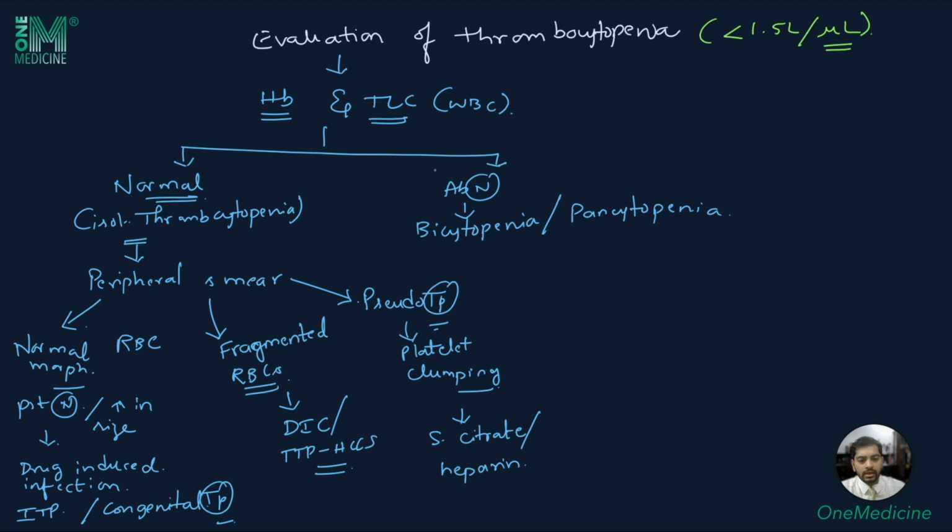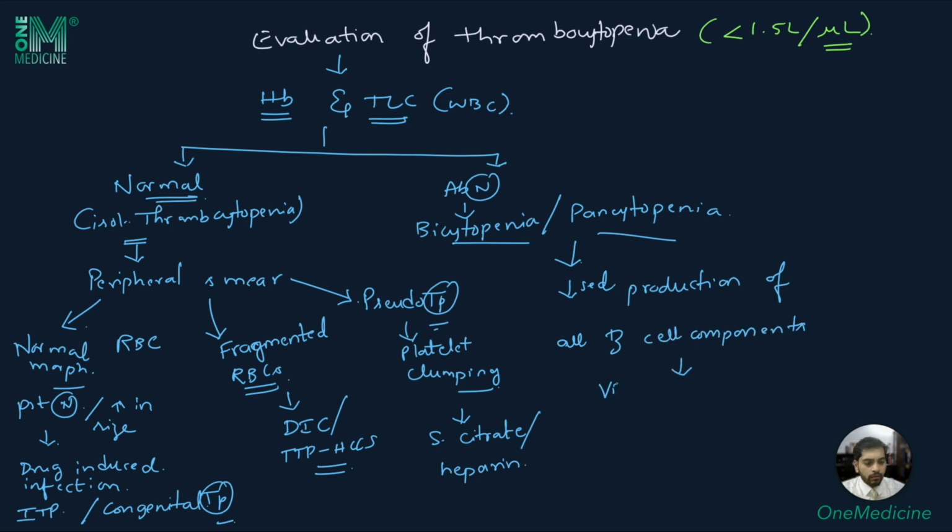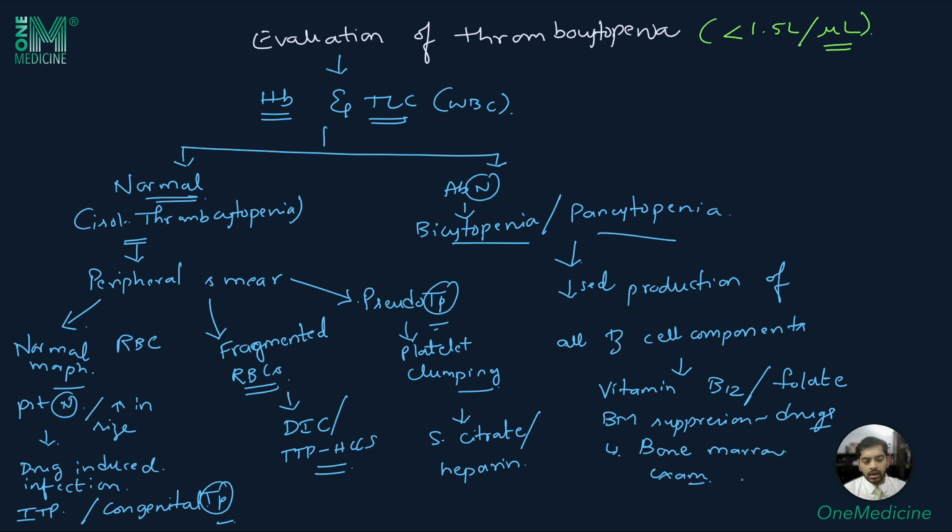In the patient where there is abnormal or reduced hemoglobin as well as total leukocyte count, we will be looking at bicytopenia or pancytopenia. In such patients, we have to evaluate for reduced production of all three cell components. Here, you would want to evaluate for vitamin B12 levels or folate levels. Review the history and look for any drugs causing bone marrow suppression, or look for bone marrow examination to see for hypoplasia as well as infiltrative disorders.